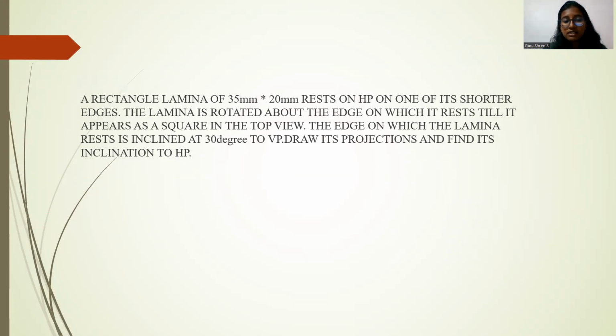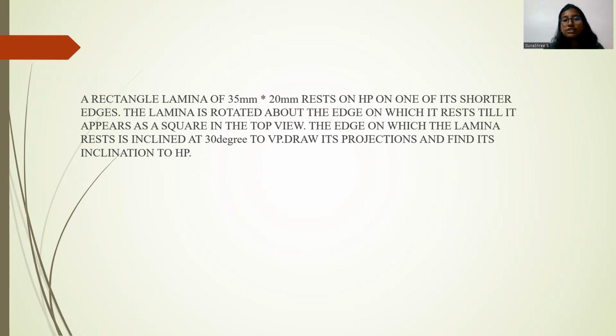The first question is, a rectangle lamina of 35 mm into 20 mm sides rests on HP on one of its shorter edges. The lamina is rotated about the edge on which it rests till it appears as a square in the top view. The edge on which the lamina rests is inclined at 30° to VP. Draw the projections and find its inclination.